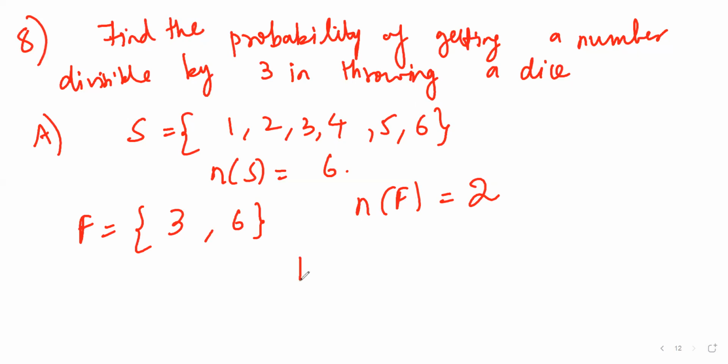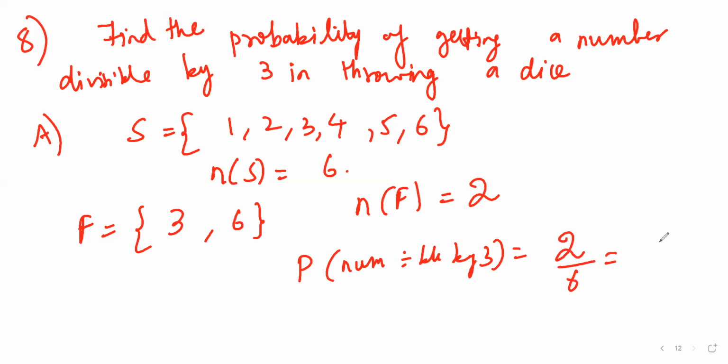So probability of number divisible by 3 will be what? It is favorable by total, 2 by 6, which is 1 upon 3. Of course, you have to simplify it.